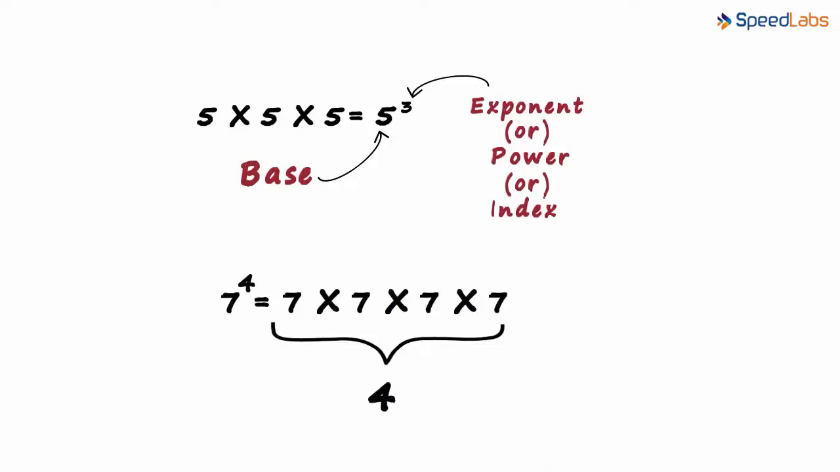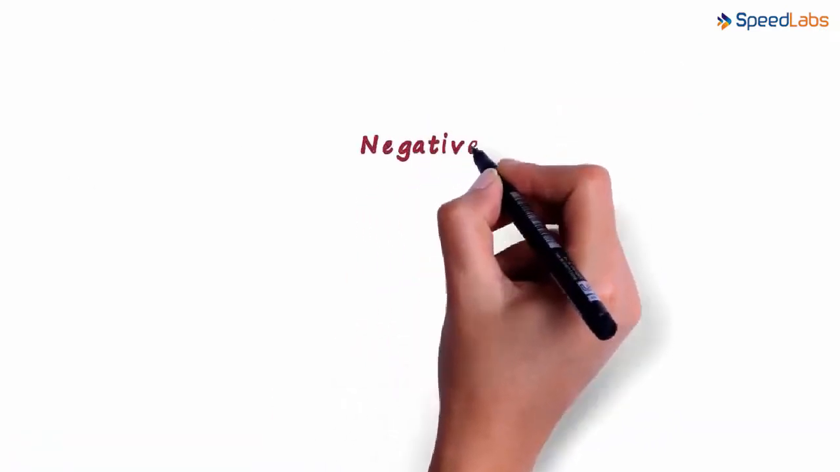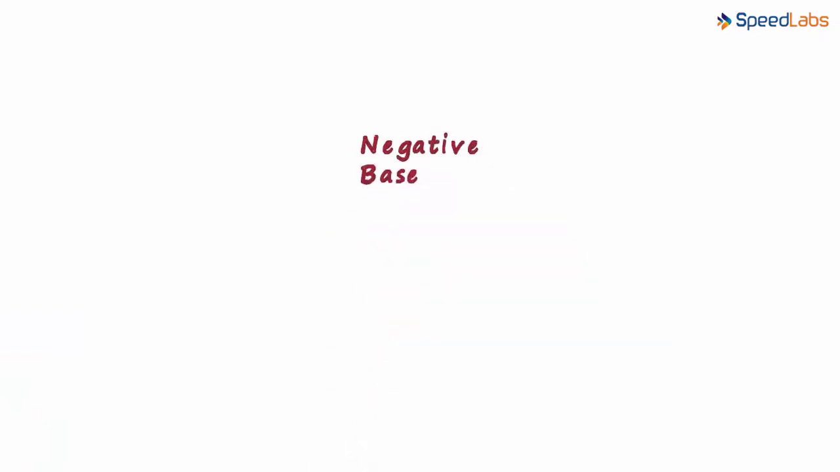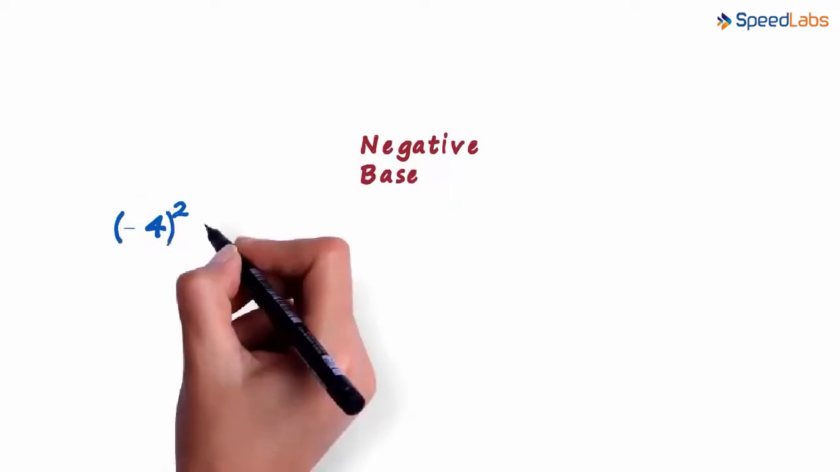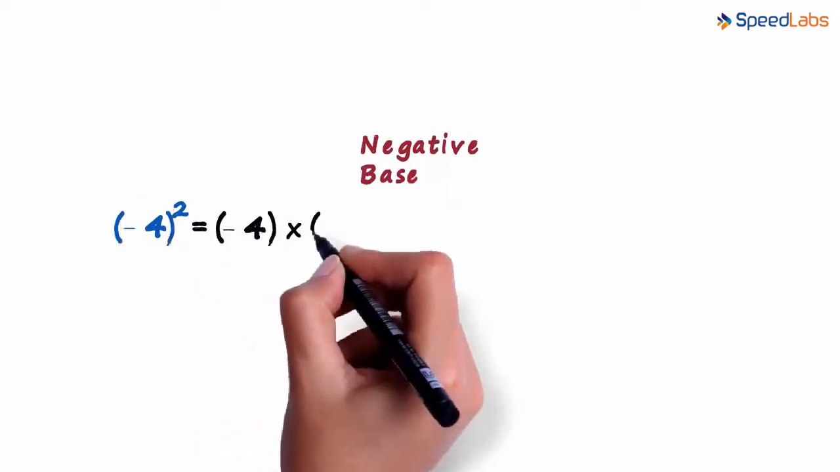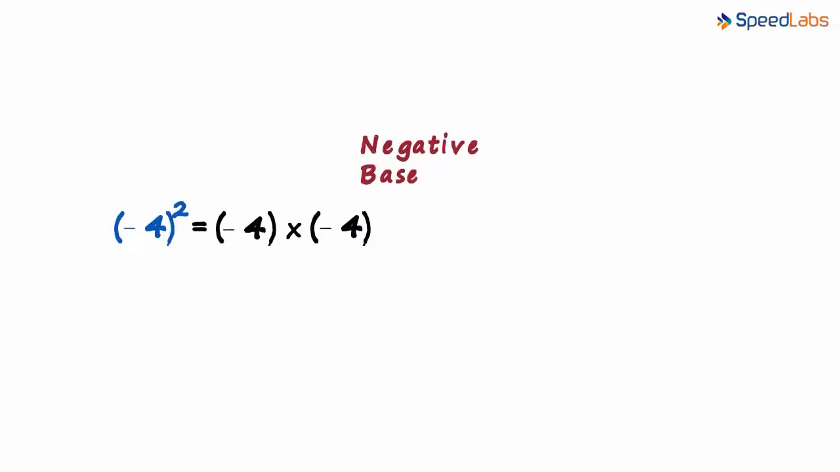Now we move on to something interesting. We will now look at exponents of negative numbers, which means we will look at exponents with a negative base. Here's our first example. Minus 4, the whole raised to 2. In this example, the base is negative 4. Hence, it equals negative 4 multiplied by negative 4. We know that we get a positive number when we multiply two negative numbers. So this would equal 16.